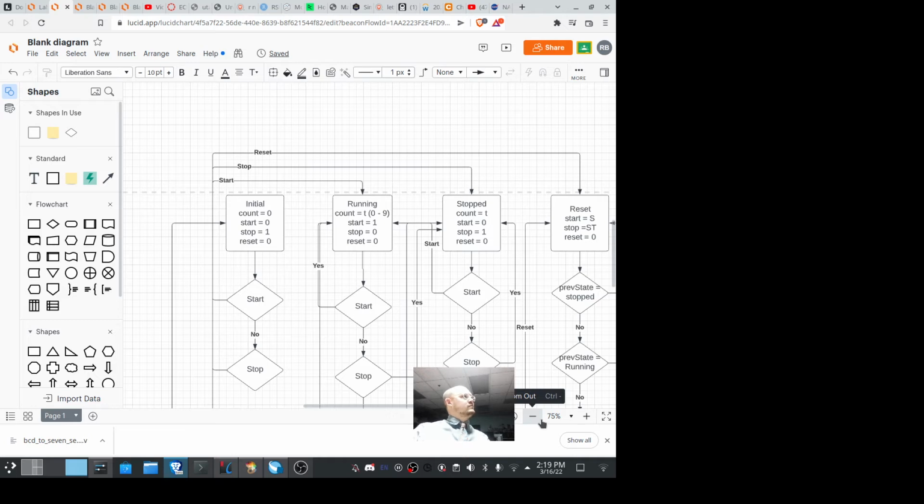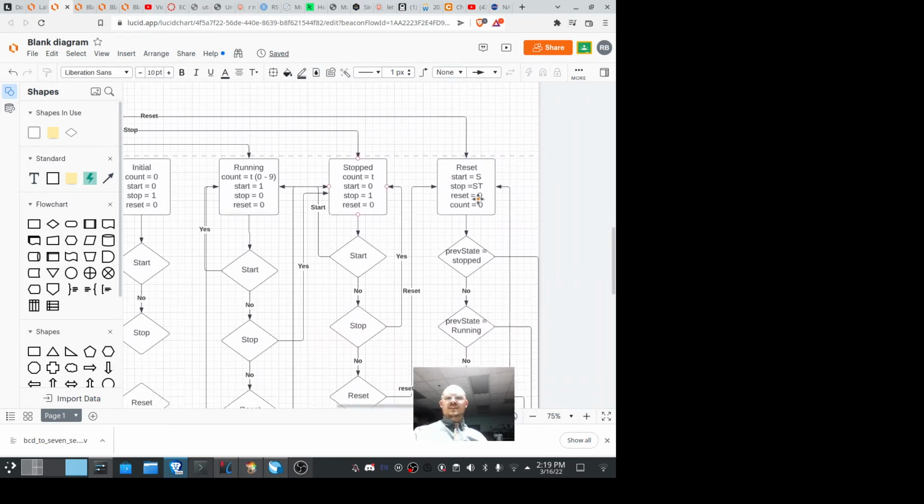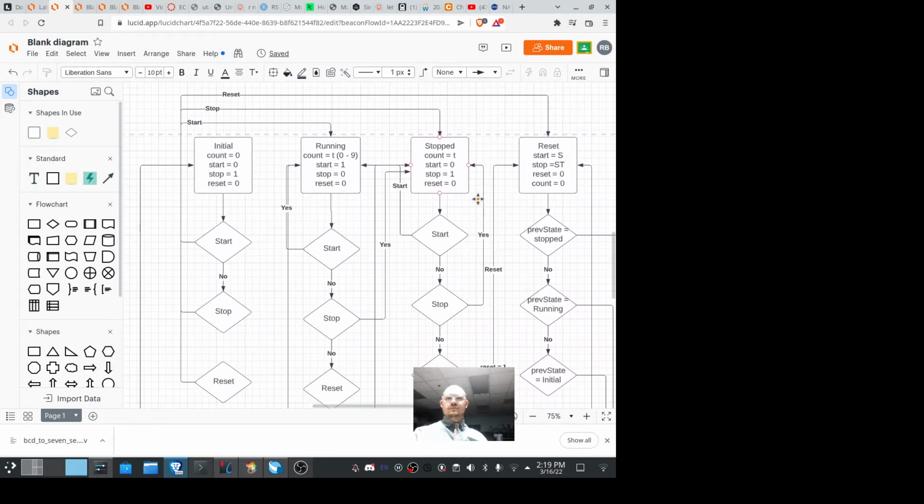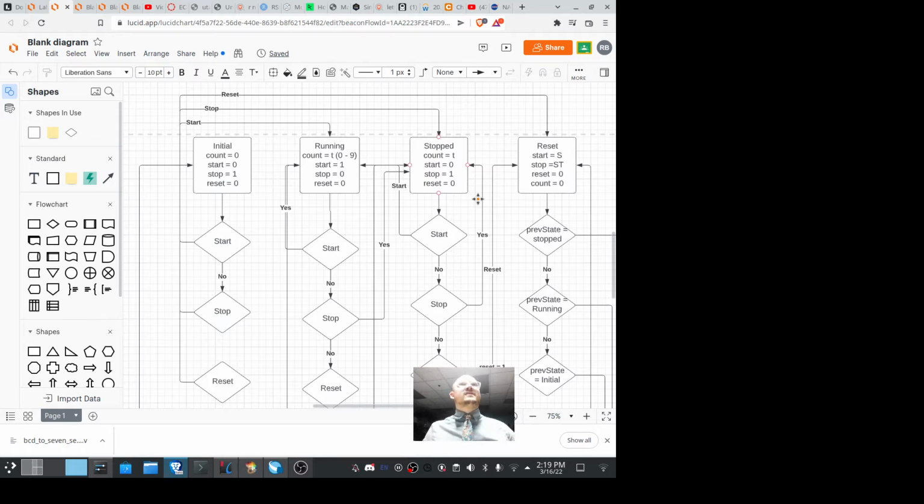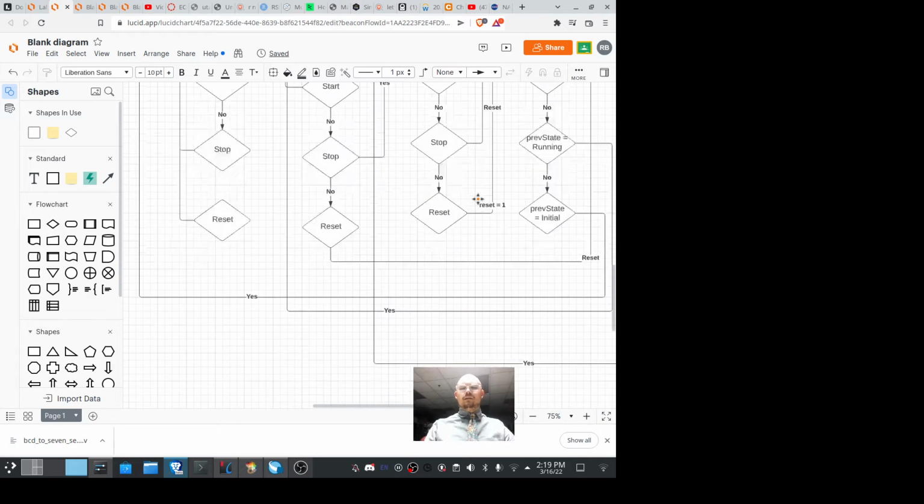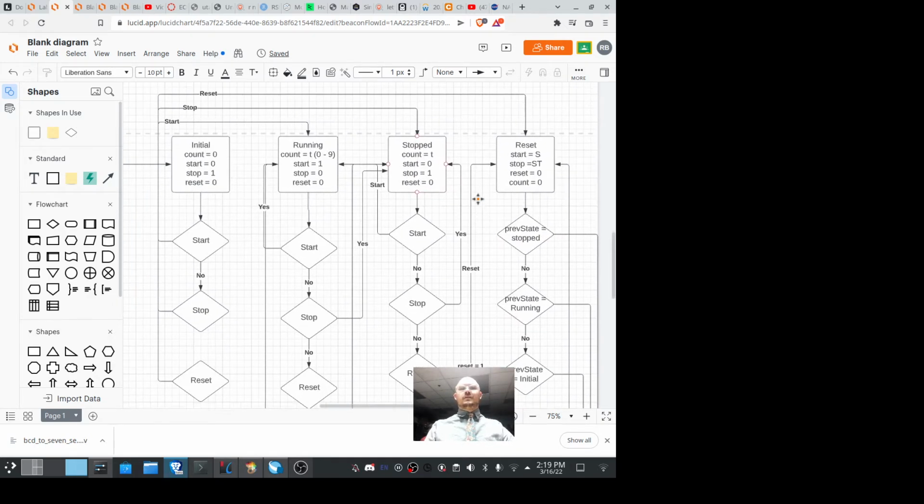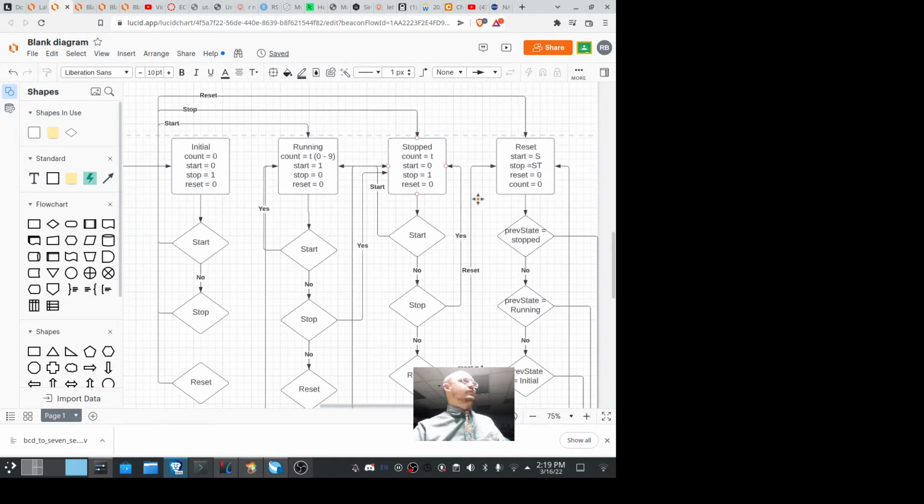Would count be 0 there too? Yes, and count is equal to 0. Cool. Looks good to me. So now we get to design the thing. I will publish this document or one like it so that you can have it to reference.